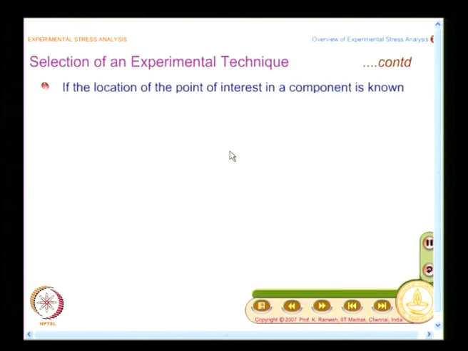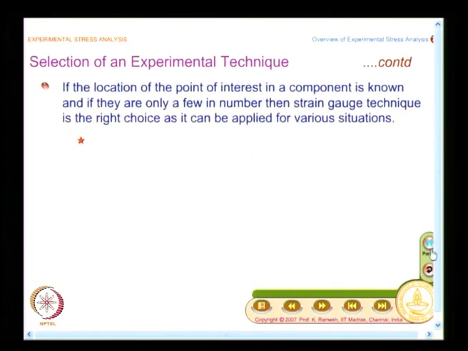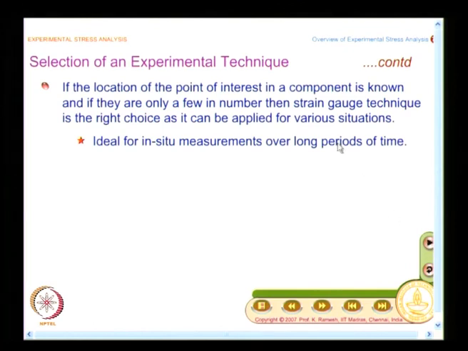Then what we looked at was, if the location of the point of interest in a component is known a priori, and if only a few in number, then the strain gauge technique is the right choice, as it can be applied to various situations. One of the greatest advantages of strain gauges is that they are ideal for in situ measurements, which is becoming necessary for monitoring structural health, called structural health monitoring, and you need to do that for bridges, for dams, and several such structures are monitored over a period of time, and this comes as an ideal technique for that.